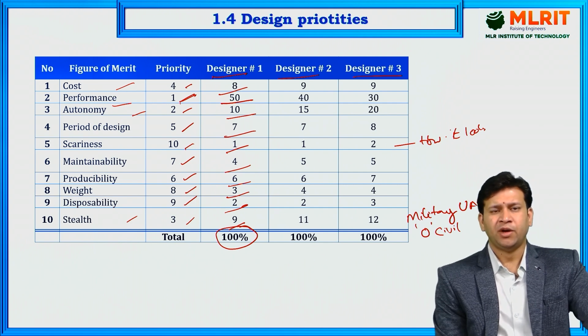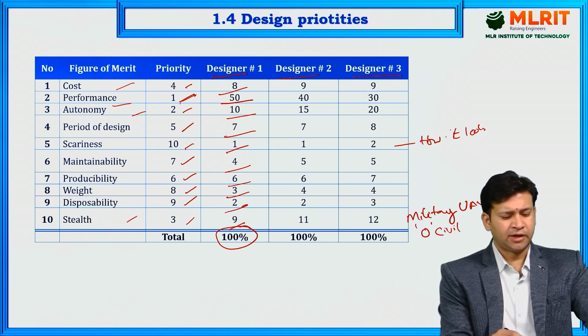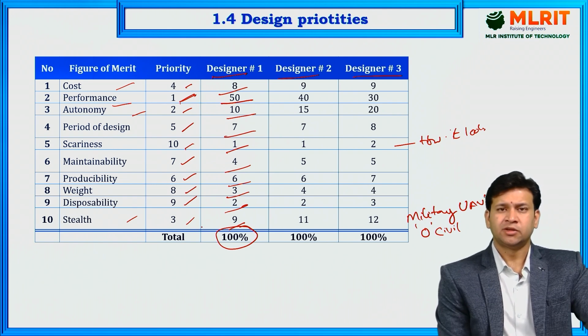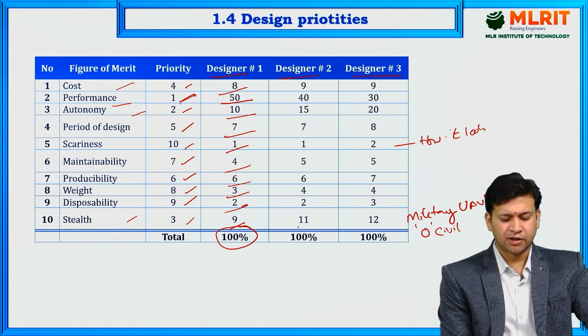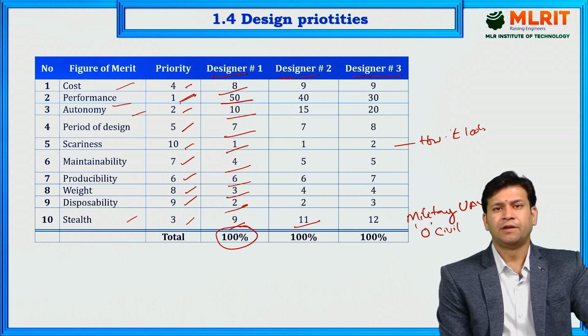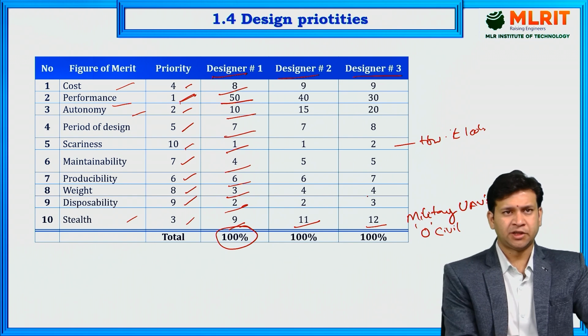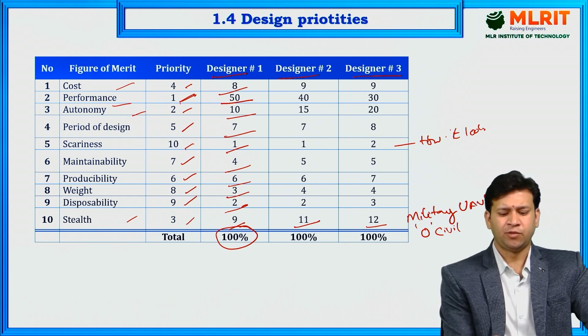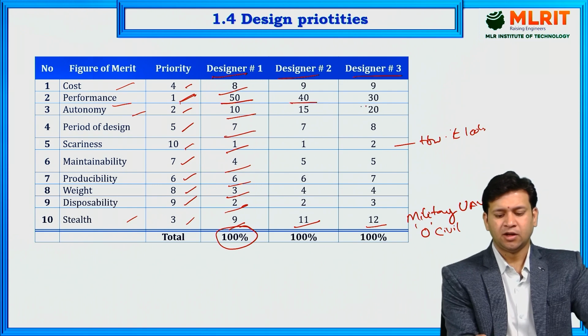If it is a military unmanned air vehicle, then automatically performance will be 1, autonomy will be 2, stealth will be 3rd. In this case, stealth has been given as 11%. In this case, it is 12%. So, basically, for any unmanned air vehicle, whether it's a military or a civil application, performance will be high priority.